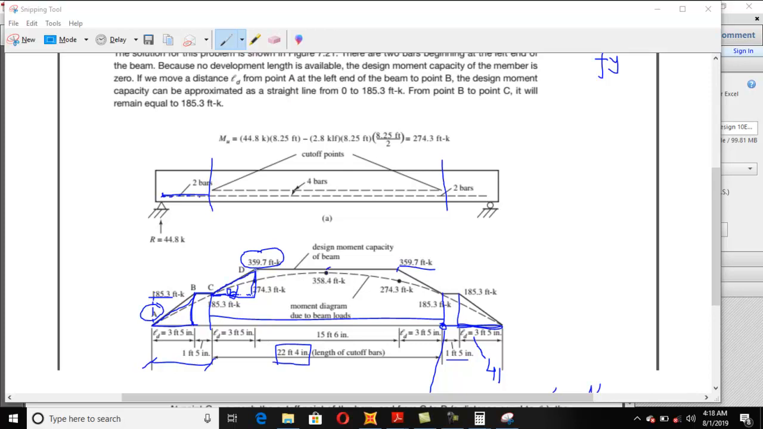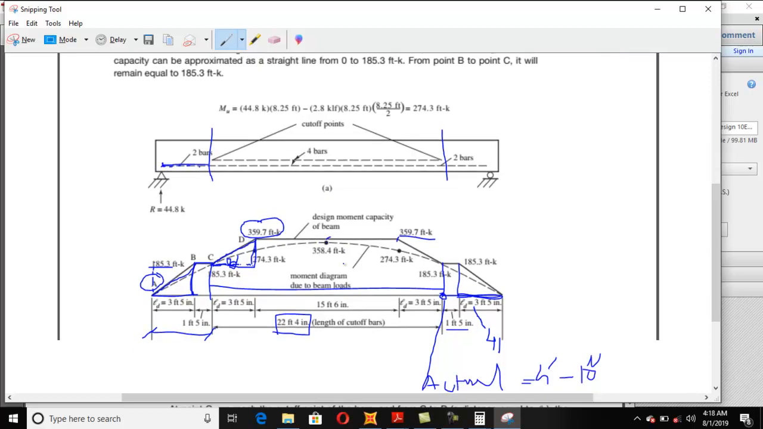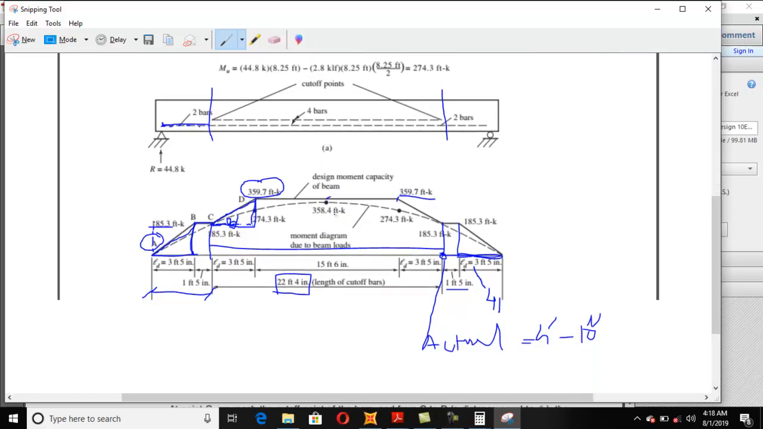After this point D, you remain constant, okay, and then you are going down. The same thing like that. Now, the question here is that at this point you basically need 358, but the strength here is 359. So you are on the safe side. 359. Clear?